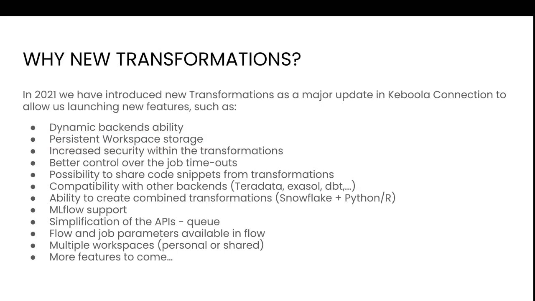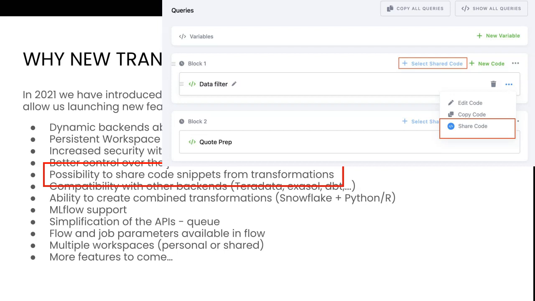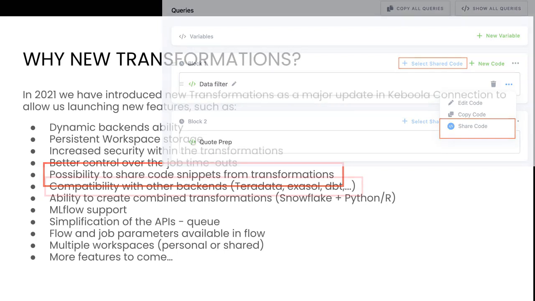Better control over the job timeouts. With legacy transformations, the job timeout defaults to 900 seconds. However, with the new transformations, the timeout limit can be set for every single job separately, with a maximum duration of 7,200 seconds, which means 15 minutes as opposed to 2 hours. Sharing the code. You will be able to easily share code blocks into otherwise unrelated transformations. This will help to speed up and streamline your work.